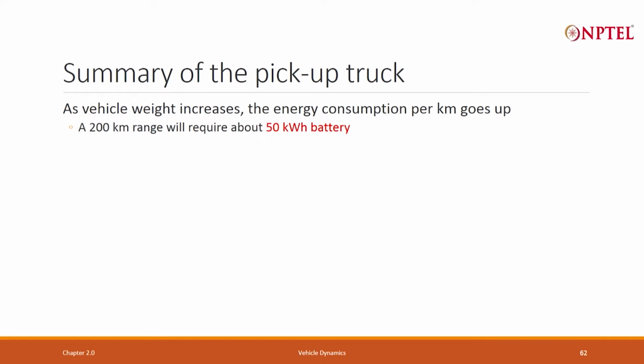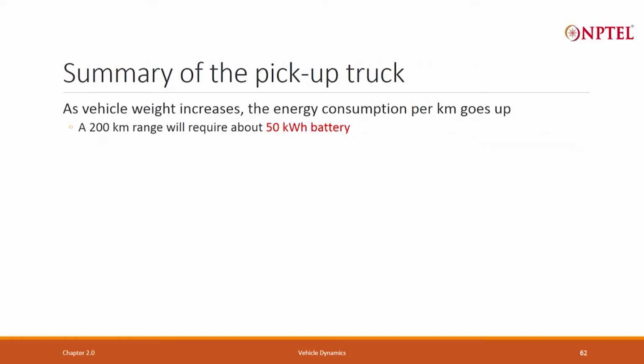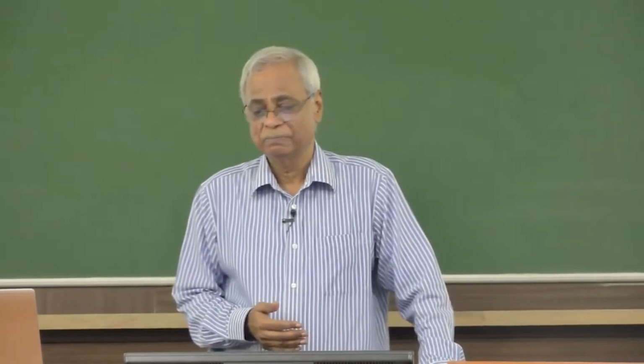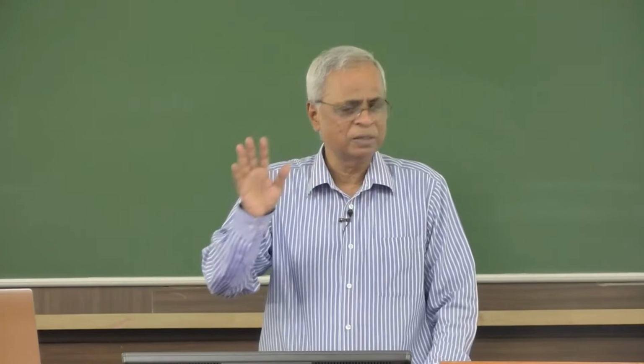So, summary of the pickup truck, it is a low end pickup truck. We actually find that it consumes about 250 watt hour per kilometer. So, if I have a 200 kilometer range, I require a 50 kilowatt hour battery. I may require slightly excess, because I am not taking into account the inefficiencies. So, 55 maybe 50, 60 kilowatt hour.